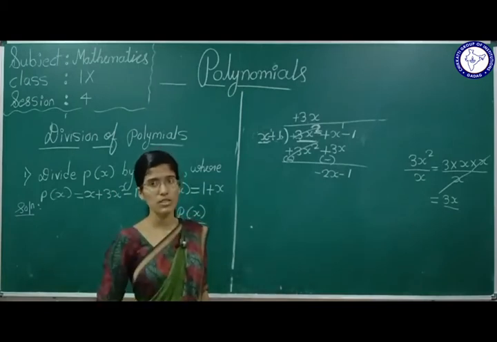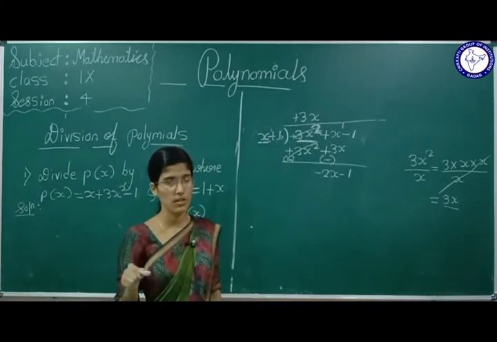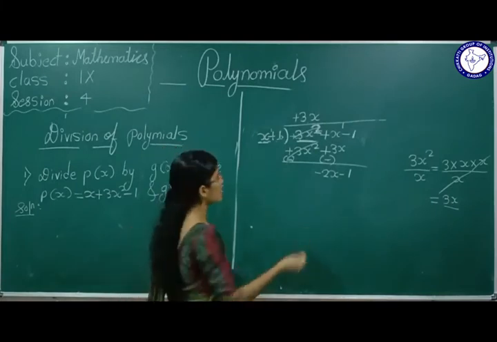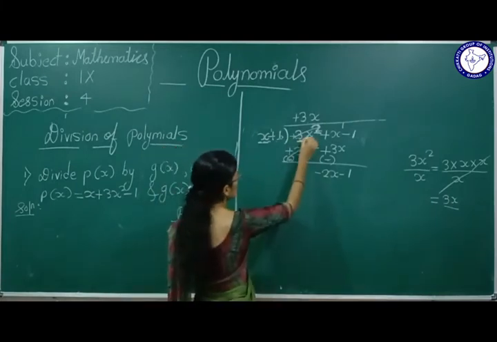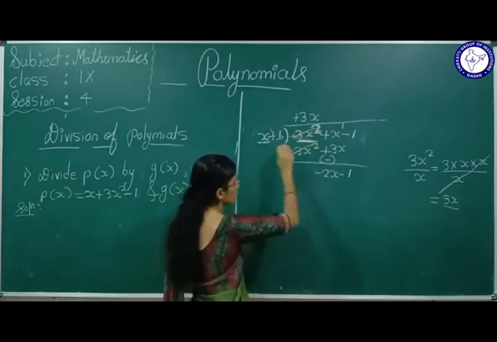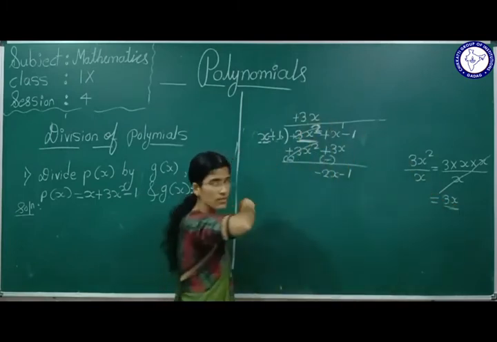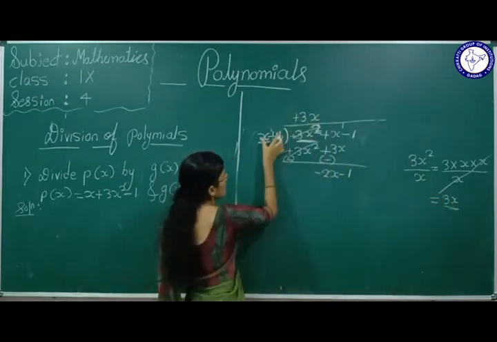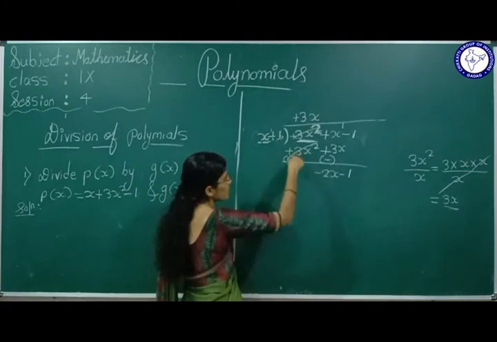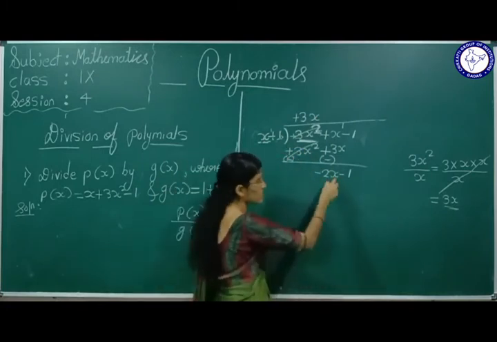Variables powers: by seeing the variables' powers, you arrange it in decreasing order. The second step is that you divide the first term of the dividend by the first term of the divisor, and whatever answer you get is the quotient here. Afterwards, multiply this here. Okay, afterwards subtract these two. Now we got a new dividend.